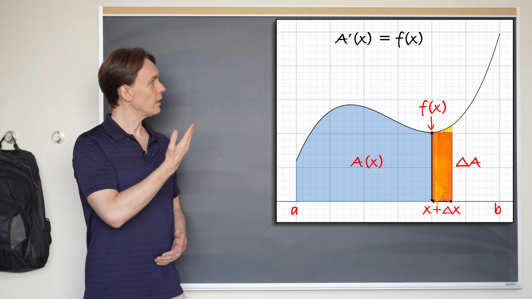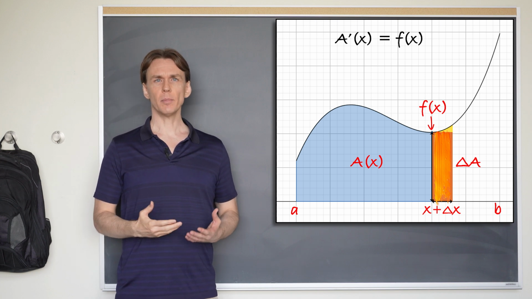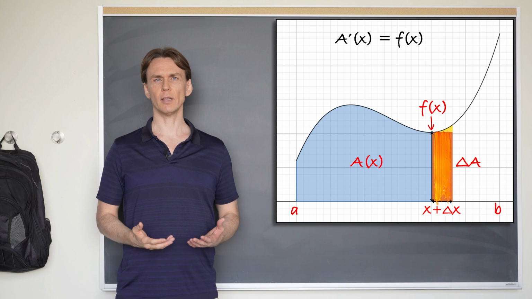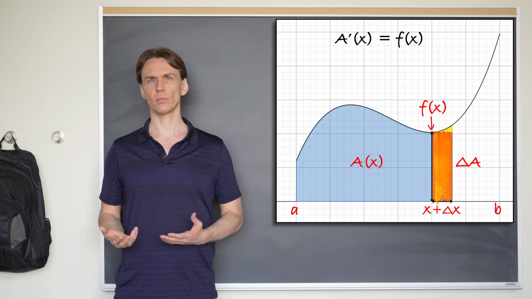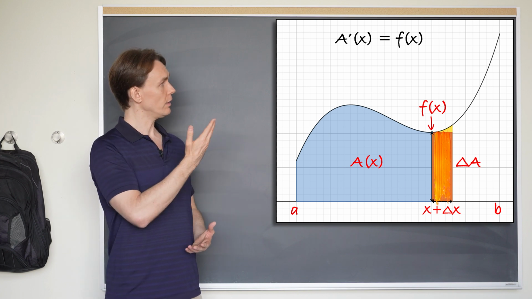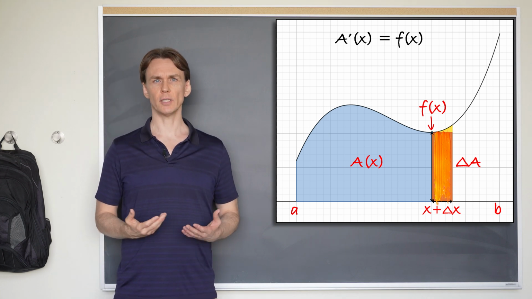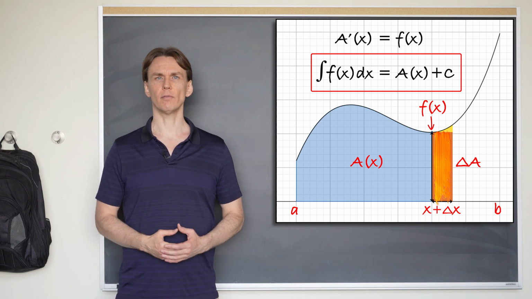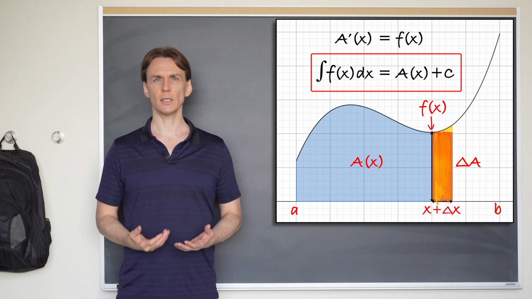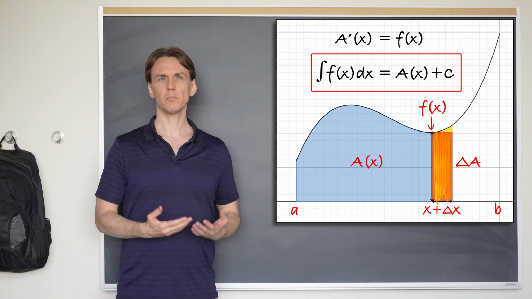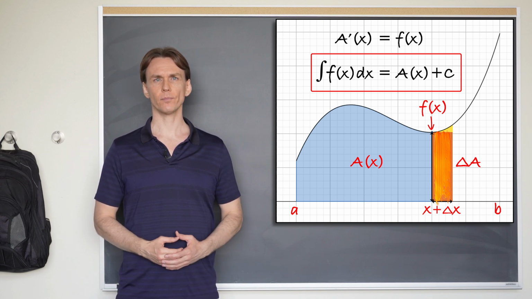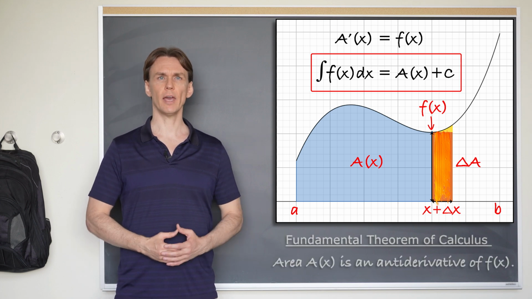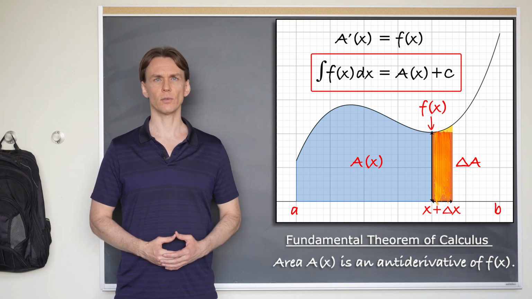And then finally, let's rewrite this statement using the terminology and notation of antiderivatives or indefinite integrals that we just introduced. So to say that the derivative of this area function is f of x, it's the same as to say that the antiderivative of the function f of x is equal to A of x plus some constant c. And this equation is the statement of this famous fundamental theorem of calculus.